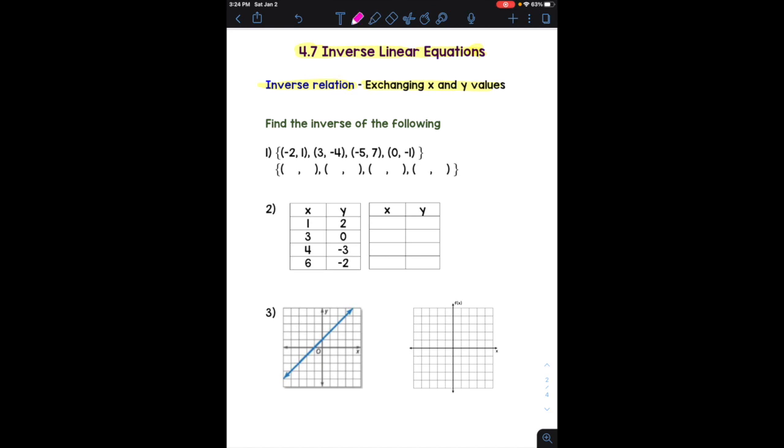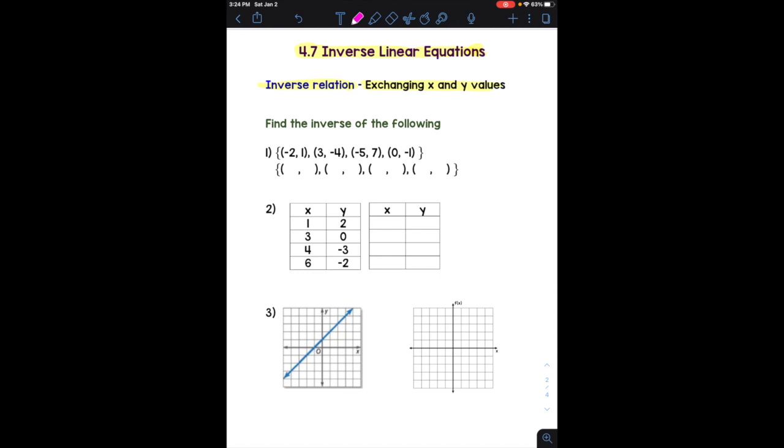Remember, we were talking about relations and functions in the beginning of the year, and a couple ways we could write relations or functions is as a table, a set of ordered pairs, and a graph. So what we're going to do is find the inverse of the following by exchanging x and y. We're literally just switching the x and y values.